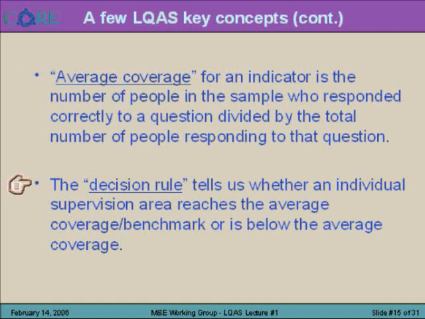And finally, the decision rule tells us whether an individual supervision area reaches the coverage benchmark or average coverage, or if it is below the coverage benchmark or the average. We will look at an example in a few more slides ahead to better understand all these key concepts.